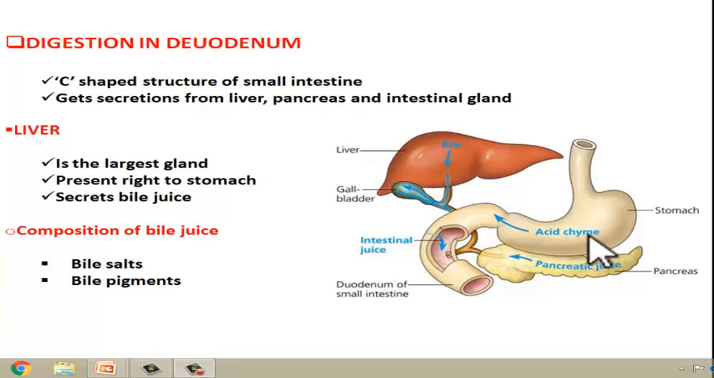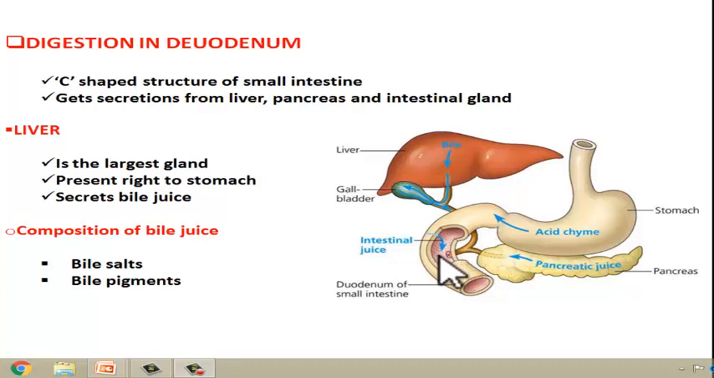This liquid chyme is acidic too. Why is it acidic? Because stomach has HCl. So chyme is acidic and liquid like. This acidic chyme now enters into the next region, that is duodenum. Duodenum is the first part of small intestine, right? So this is the third site of digestion.